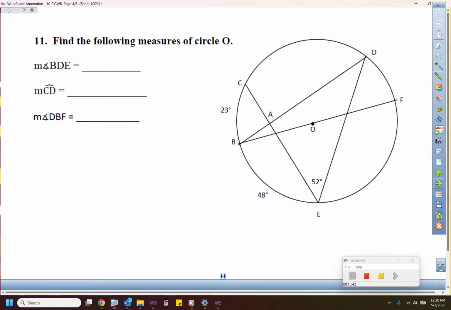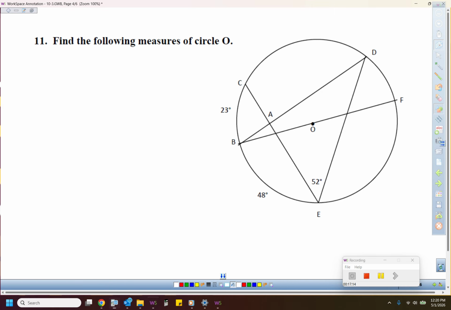But they say find the following measures of this circle. Here's the way I'd like to approach it. There's definitely other ways to do it. I am going to ignore these questions for a second. I'm going to go to the picture and just put all the things I could find first. I think it will make answering the questions easier when these get tougher. So that's my strategy. As long as you get the right answer, we're okay.